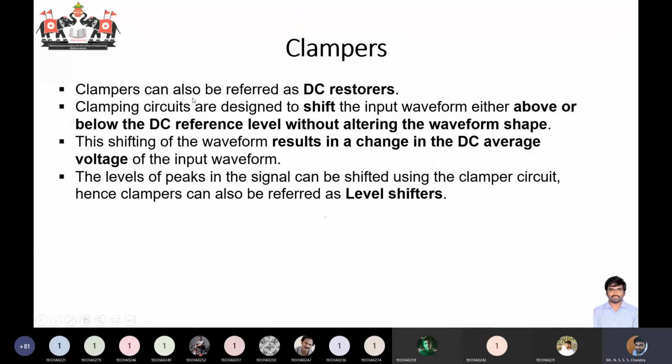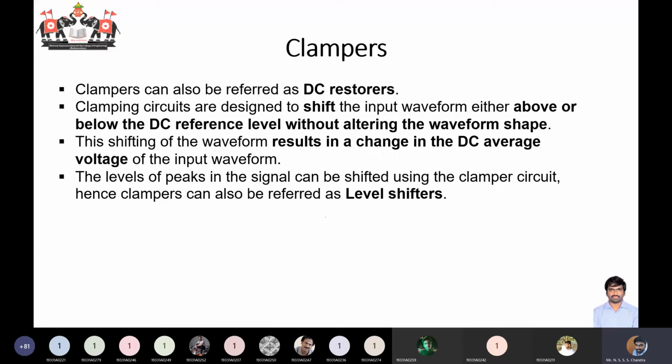The clamper circuits are designed in such a way as to shift the input waveform. The basic difference between a clipper and a clamper is that here we are not going to see any change in the output waveform. Your output waveform will not become trapezoidal or triangular or a square wave. If you give a sinusoidal wave, it will remain a sinusoidal wave. If you give a square wave, it will remain a square wave. If you give a trapezoidal wave, it will remain a trapezoidal wave. So you will not see any change in the wave shape.